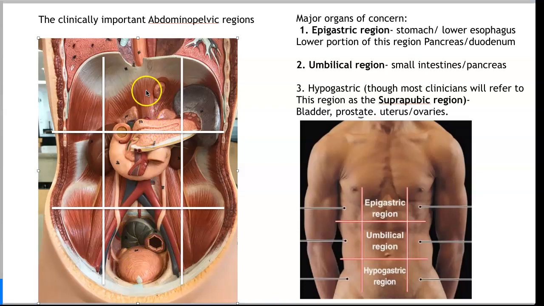So these are the three regions I want my class to know: epigastric, umbilical, and the suprapubic region, and know what organs are clinically the most important for these regions.